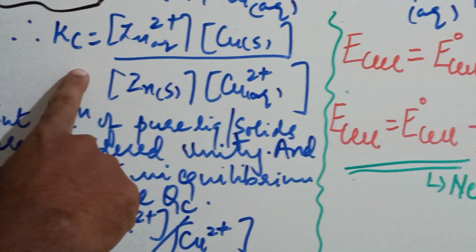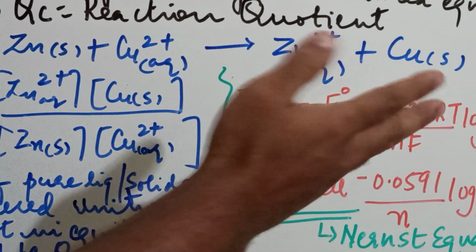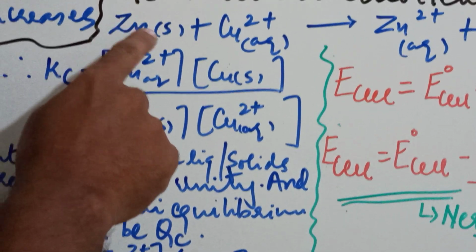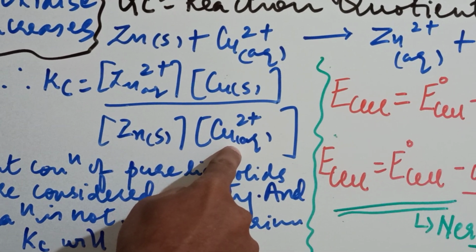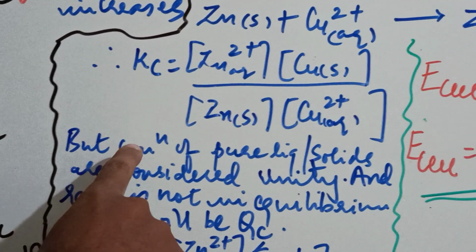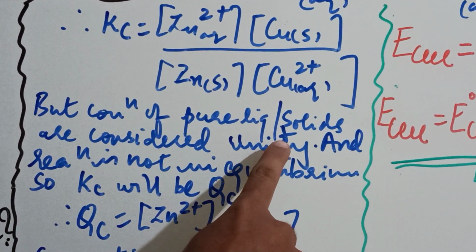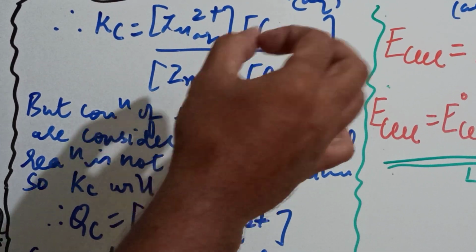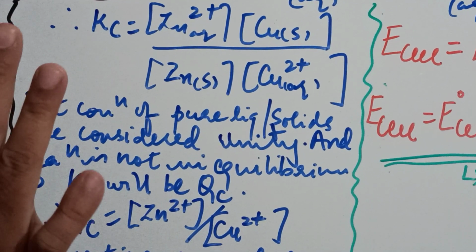So Kc equals Zn 2 plus aqueous into copper solid, that is the product side, divided by, in the denominator, the reactant part, zinc solid into copper 2 plus aqueous. Now, the concentration of a pure liquid or solid is considered unity. So here, naturally, zinc solid and copper solid will become 1. So they will go out.